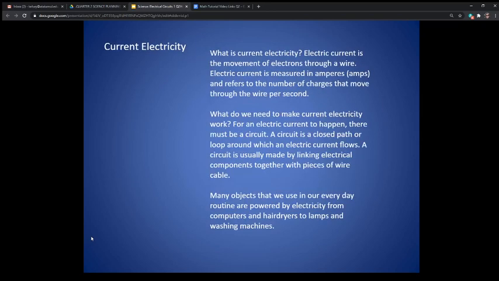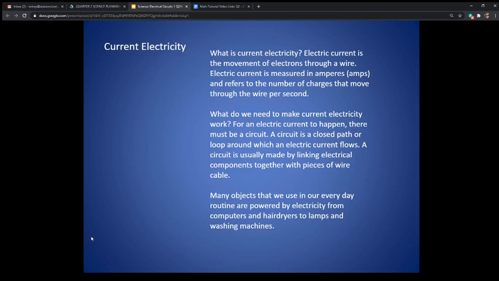What is current electricity? Electric current is the movement of electrons through a wire. Electric current is measured in amps and refers to the number of charges that move through the wire per second. What do we need to make current electricity work? For an electric current to happen, there must be a circuit. A circuit is a closed path or loop around which an electrical current flows. A circuit is usually made by linking electrical components together with a piece of wire cable.